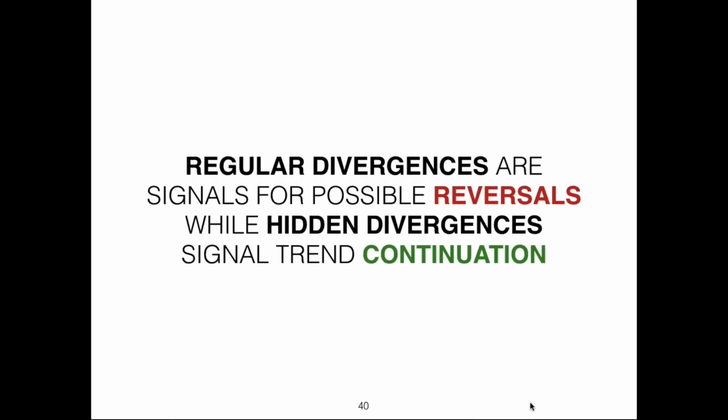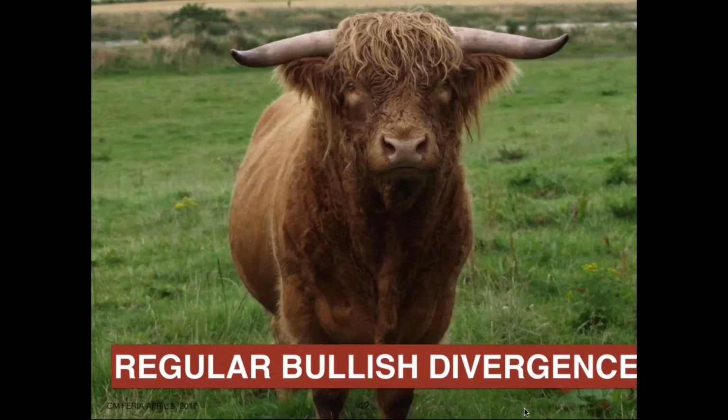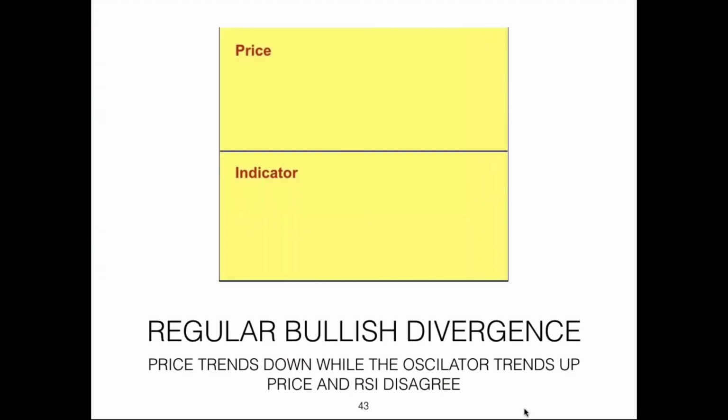So what's the difference between a regular divergence and a hidden divergence? Regular divergences are signals for possible reversals, while hidden divergences signal trend continuation. Let's discuss regular divergences first. Regular divergences signal trend reversal. Now let's talk about regular bullish divergences. A regular bullish divergence is when the oscillator is making higher lows while the price itself is making lower lows.